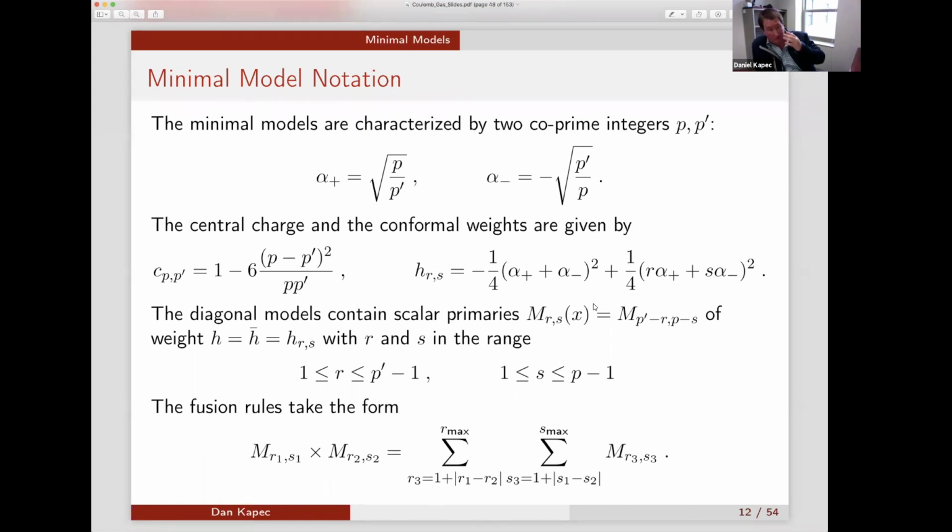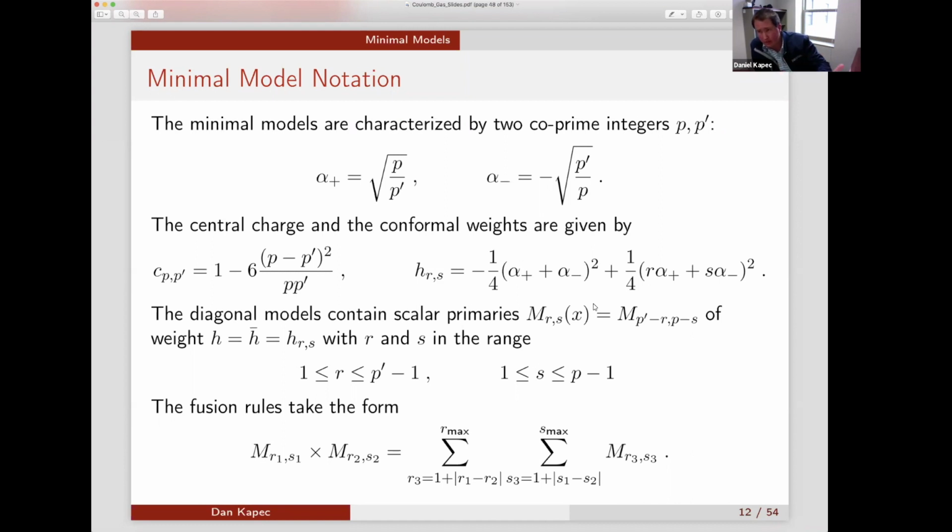The central charge for these models is always less than 1 and can be negative. And there's a finite list of Virasoro primaries labeled by two integers R and S, and the conformal weights are here. R and S are bounded by p and p prime, and the defining feature of these models is that the OPE closes on a finite number of primary operators.